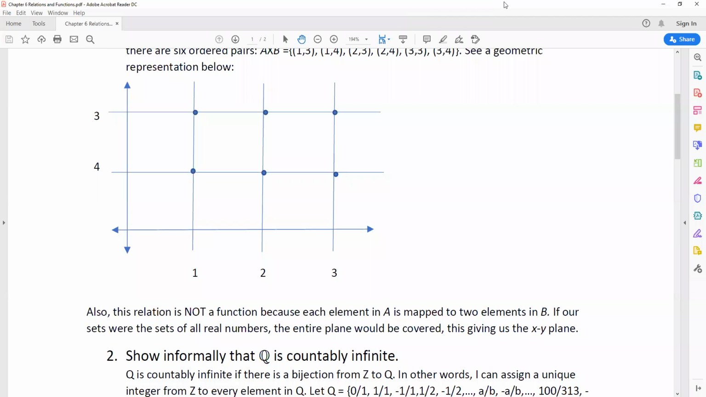Notice that this relation is not a function because each element in A is mapped to 2 elements in B. In other words, these points here would fail the vertical line test. And that happens because 1 is mapped to 2 values, 3 and 4, and then 2 is mapped to 2 values, 3 and 4, and so on. So even though this is a relation, this relation is not a function.